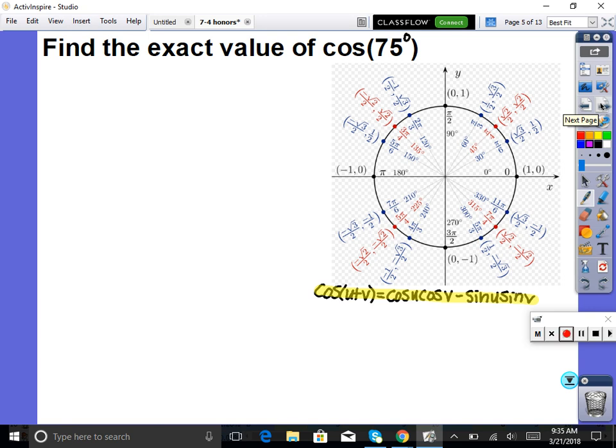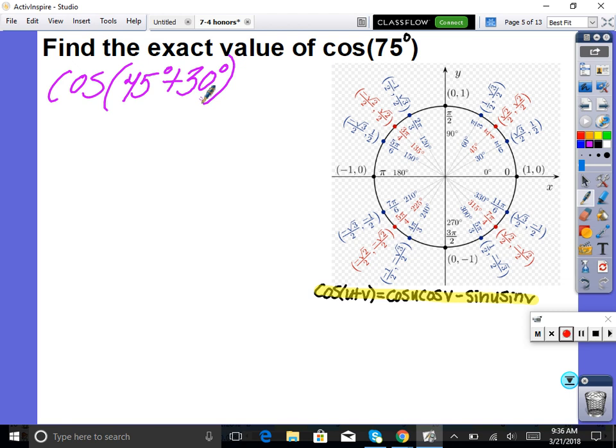So up until today, we would say we can't. It's not on the unit circle. We can only give a decimal answer, which would have been true up till today. Now, here's why that's no longer true. We can take and rewrite 75 degrees as addition. So we're going to rewrite this as the cosine of 45 degrees, which is on the unit circle, plus 30 degrees, which is on the unit circle.